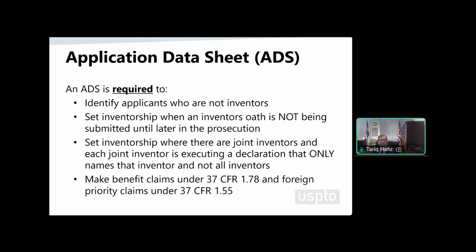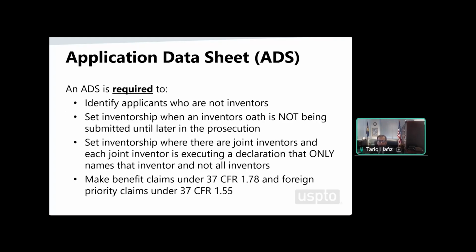So, application data sheet. An application data sheet is a form that provides bibliographic data for an application to the USPTO. It includes all the inventors and their addresses, any assignees, any attorney, and any priority information like provisional applications or foreign filings. We can see from this slide that it is optional if you're not claiming priority. But I like to emphasize that it's the most preferred form for providing bibliographic information because it reduces errors in your application process.